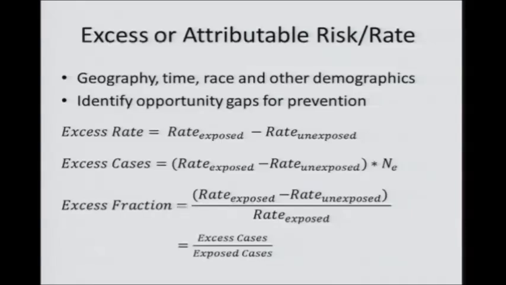And then the excess fraction is dividing the excess rate by the rate in the exposed. So that's how much you could prevent among the exposed population if they had the rate of the unexposed. It's also sometimes called excess fraction among the exposed. And you can calculate it in a number of ways, also just excess cases over exposed cases.